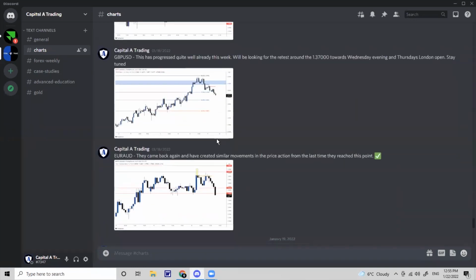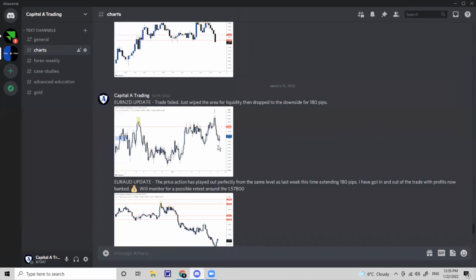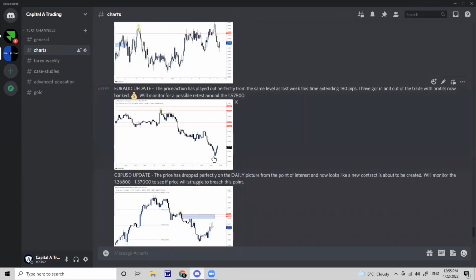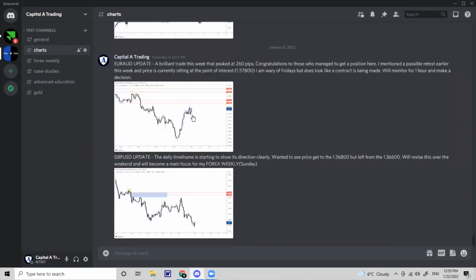So that was the Euro AUD. And again, you can see how I've just updated it. You can see how it's progressed throughout the week. And again, it ended the week in a point of interest, in a good area in the charts.